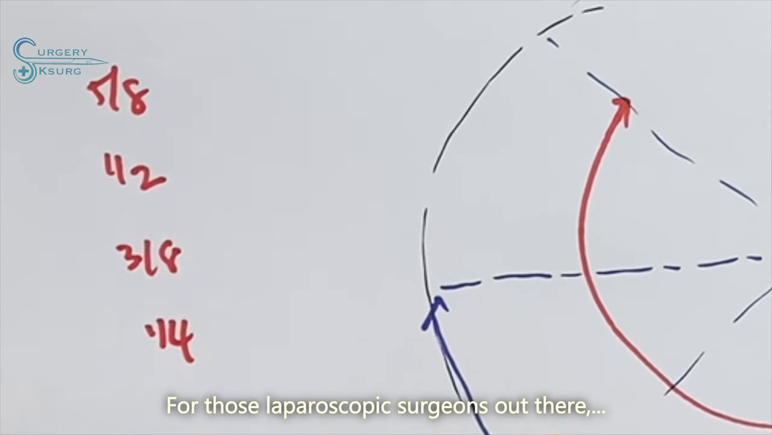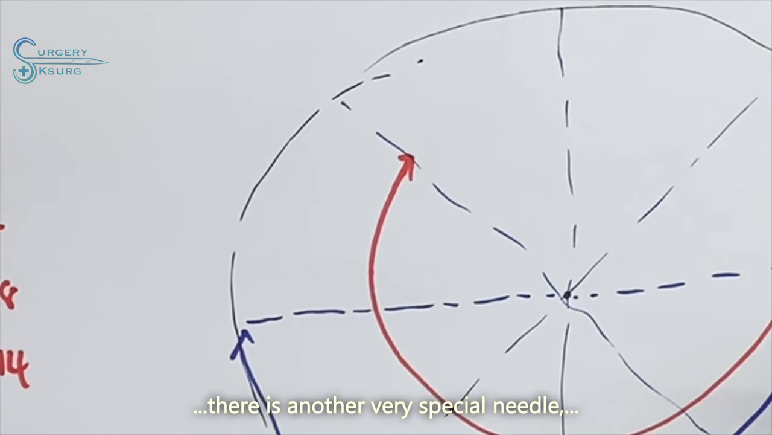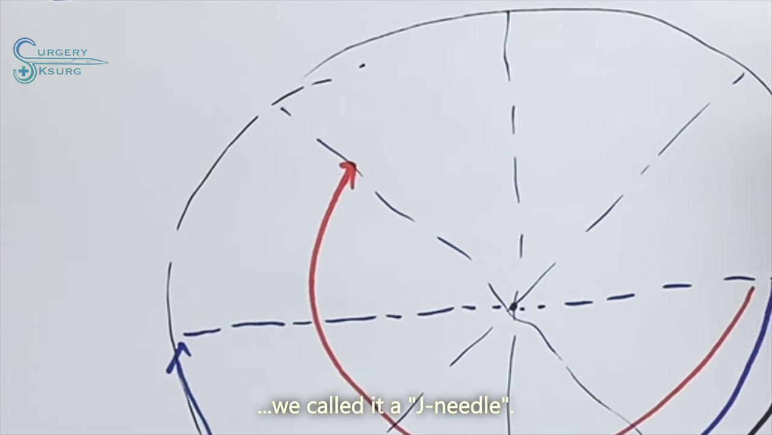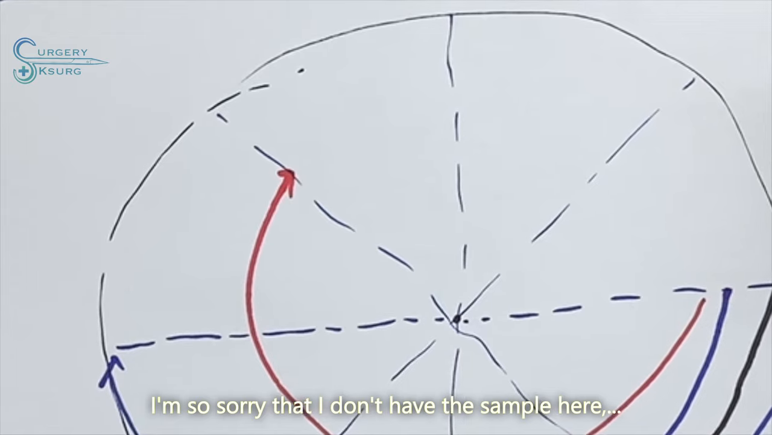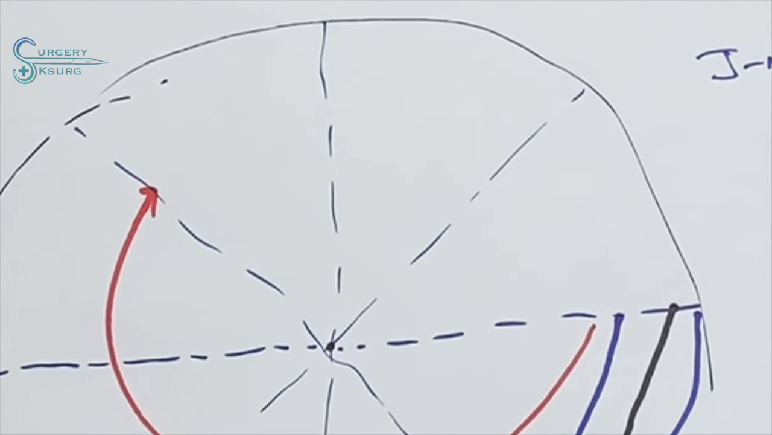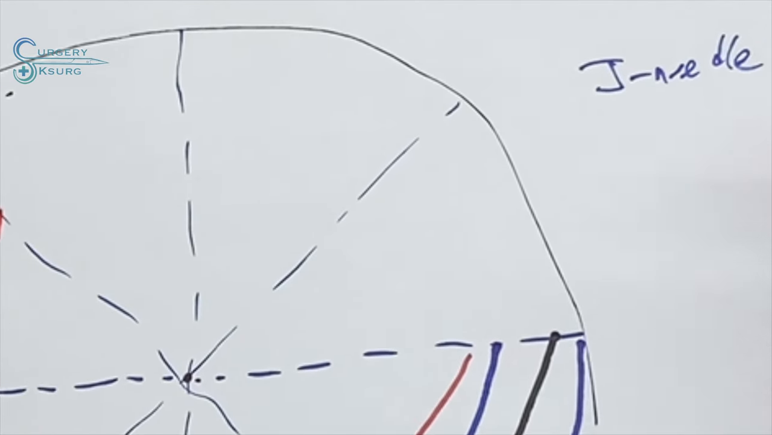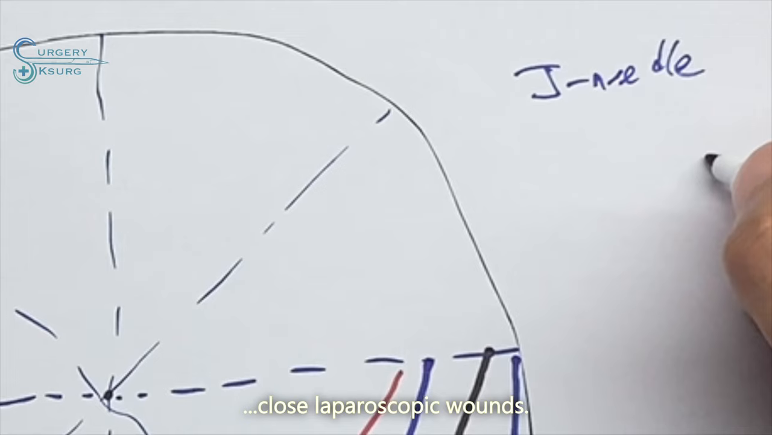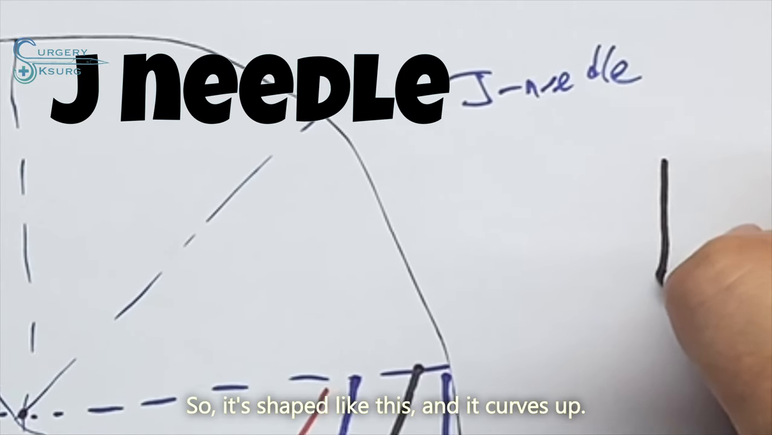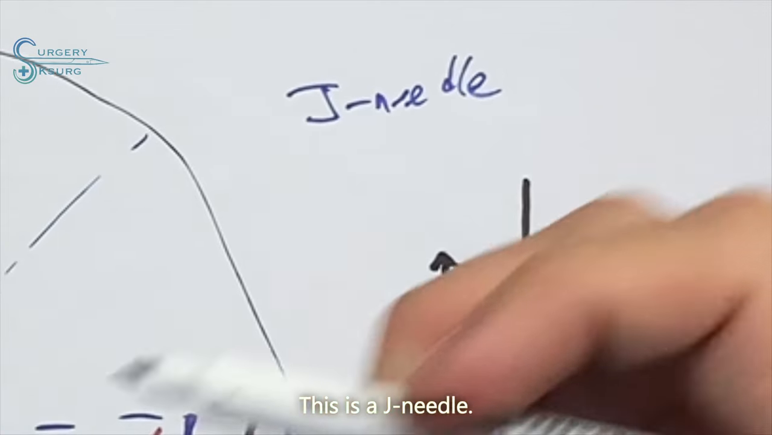And for those laparoscopic surgeons out there, I know there is another very special needle, we call it a J needle. I'm so sorry, I don't have the samples here, it was not sent to me. But the J needle is designed specifically to close the laparoscopic wound. It's actually like this, and it curves up. So this is a J needle.